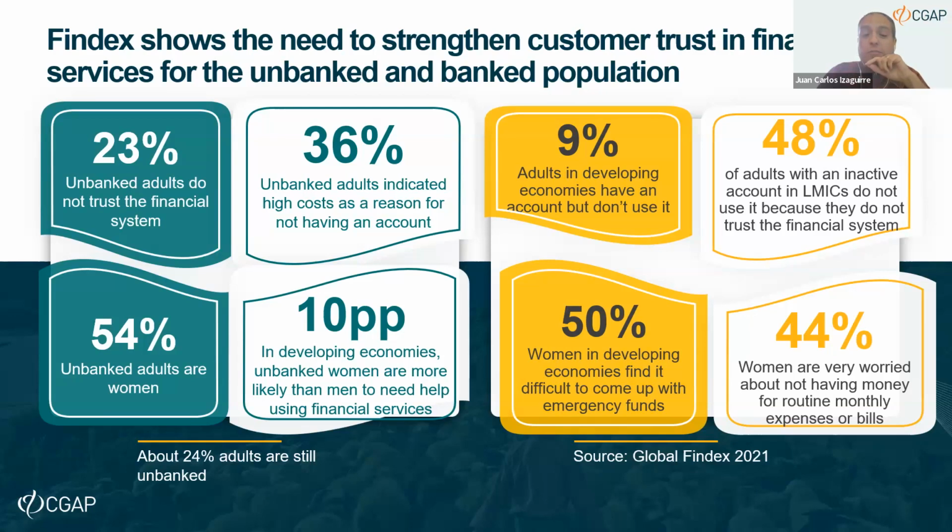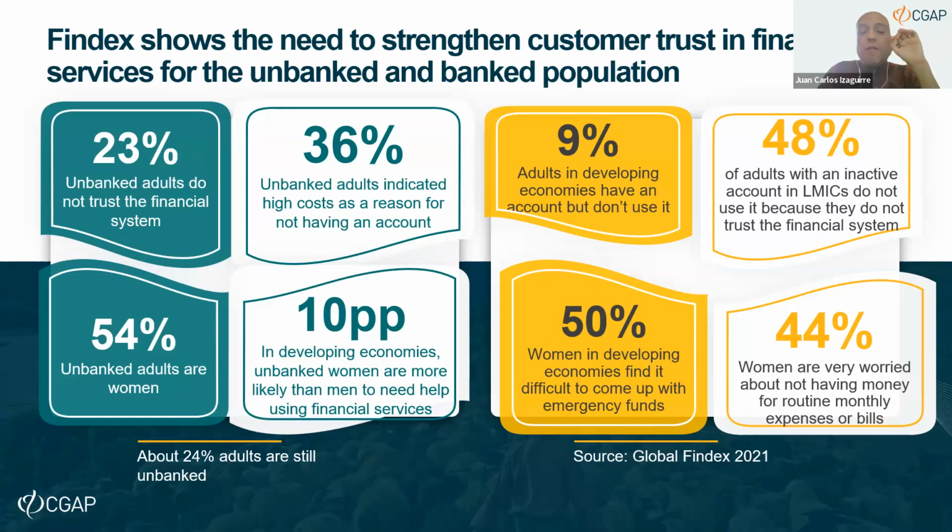Another important result in Findex is that 9% of adults in developing economies have an account but do not use it. Lack of trust reappears as a major cause of inactivity, reaching, for example, 48% of adults in lower and middle income countries.